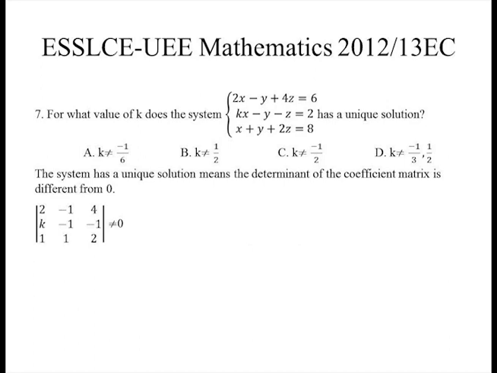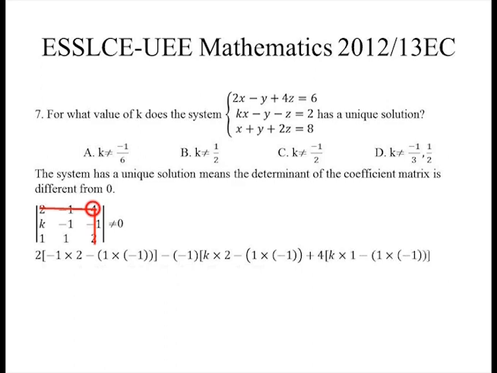To determine the determinant of this matrix, take the first element of row 1, that is 2, then cross out row 1, column 1. We are left with negative 1 times 2 minus 1 times negative 1, minus the second element of the first row, that's negative 1. Cross out row 1 and column 2. We are left with k times 2 minus 1 times negative 1, plus the third element of row 1, that is 4, times... cross out row 1 and column 3. We are left with k times 1 minus 1 times negative 1. This should be different from 0.